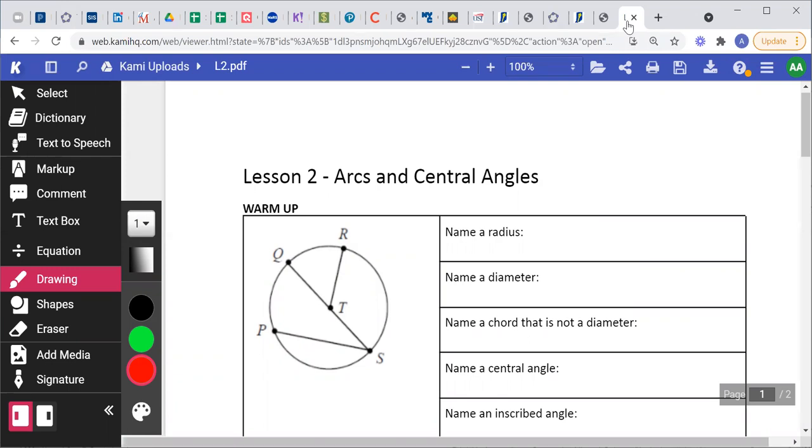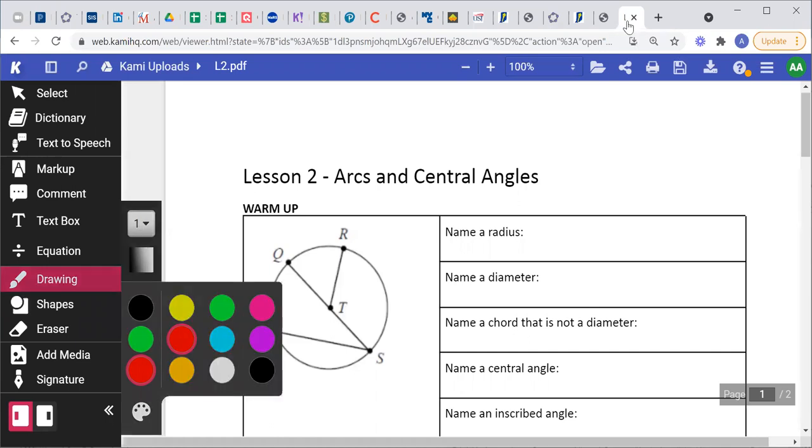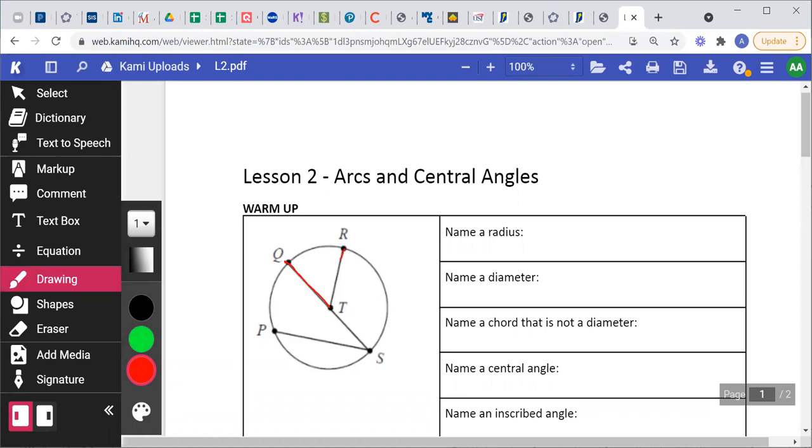Radius here, we're gonna name the radii we have here. This is one of them, this is another one, and this is another one. Because a radius starts from the center and ends on the circle, we have TQ, and it always has a bar on top, TR. And it doesn't matter, you can change the position, TQ and QT are the same, okay? There's no difference between those two.